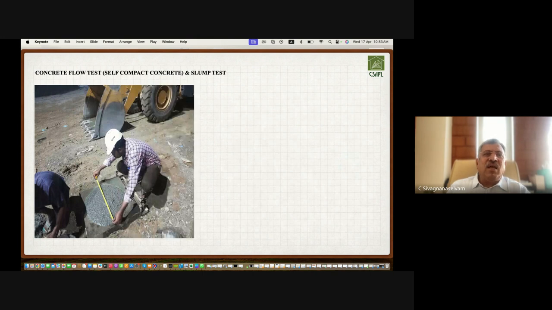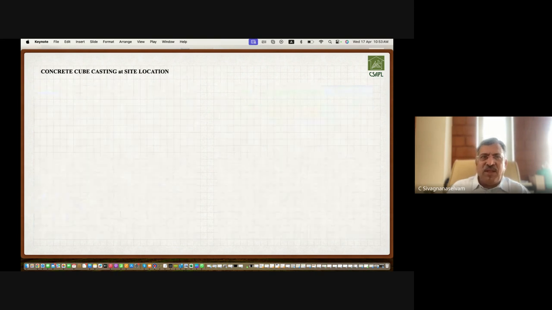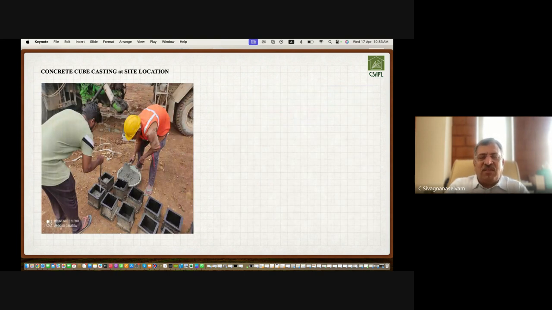And this is self-compacting concrete, the slump test. They do the slump test also at site. Why am I showing all these things? Despite all this, we have quality issues. I will be coming to that. Before that, I am telling you, not only at the CSAPL site, every consultant and every contractor has all these facilities at their site.